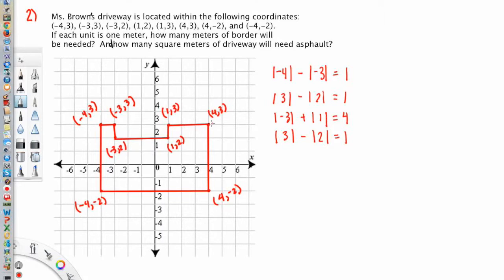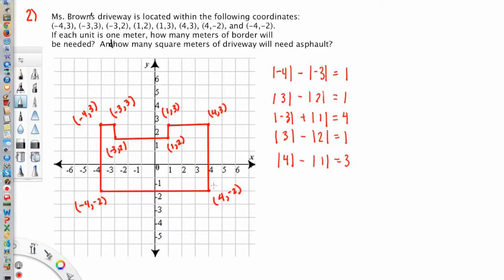And then I have a horizontal line here. I'm focusing on the x-coordinates, which would be the absolute value. I'm going here from 4. I'm finding the difference from 4 to the right and 1 to the right. So the absolute value of 4 minus the absolute value of 1 will give me a difference of 3. This line here is 3.